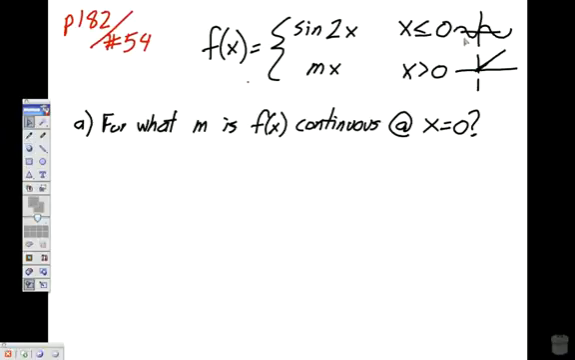Okay, so when is this thing going to be continuous? At x equals some positive number. If it's x equals 1 or 3 or 5 or 7, well, that's just a straight line. It's always continuous. The only point of continuity that we need to even worry about is where we switch from one branch to the other.